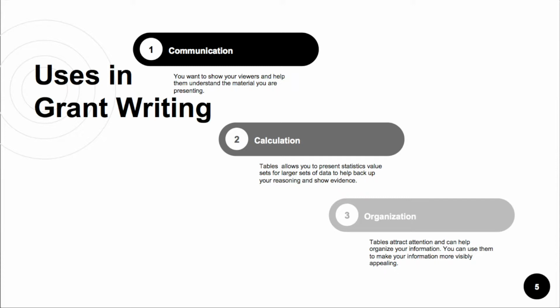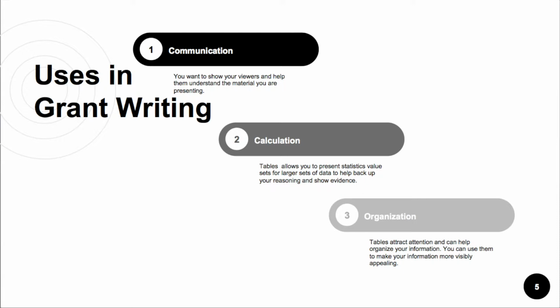Tables are a great way to help show statistics, values, and numbers for a large set of data. Having a table can help provide evidence and can back up your grant proposal. Breaking up some of the text is also a helpful way to help the reader understand what you are talking about. Think of the phrase, "A picture is worth 1,000 words."